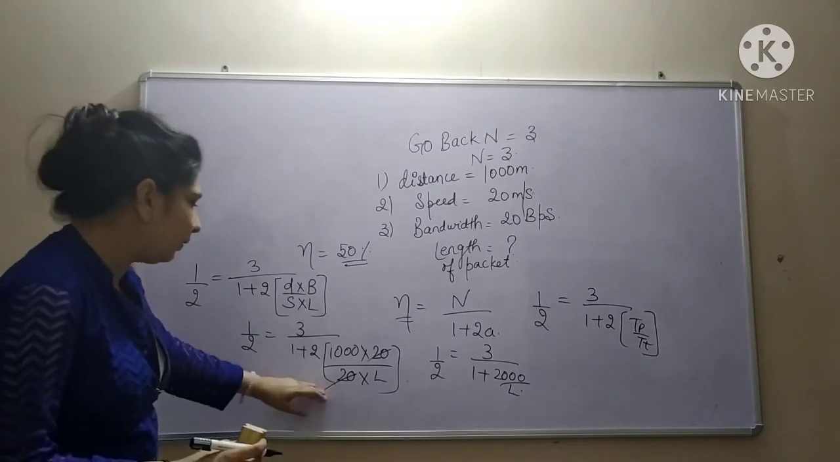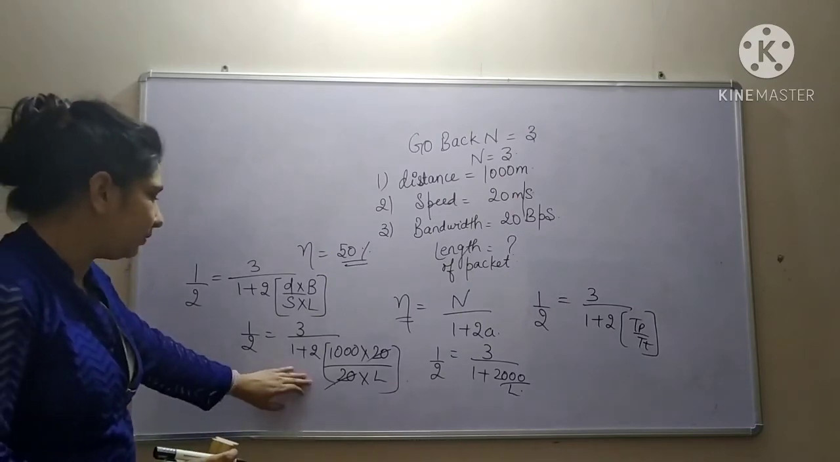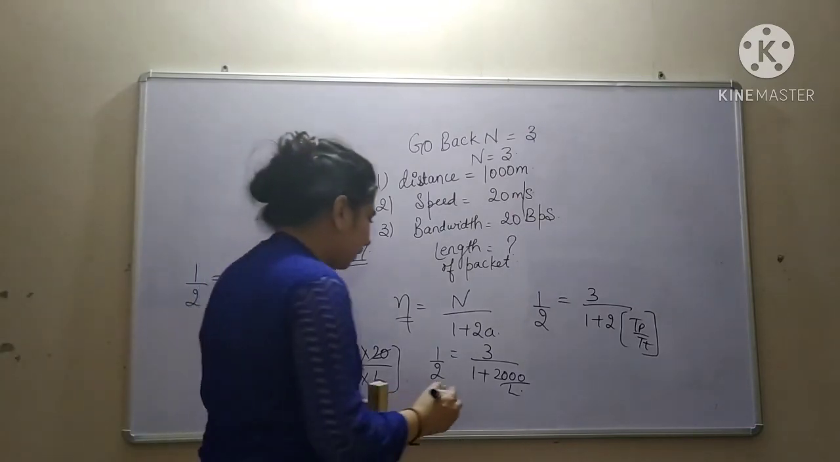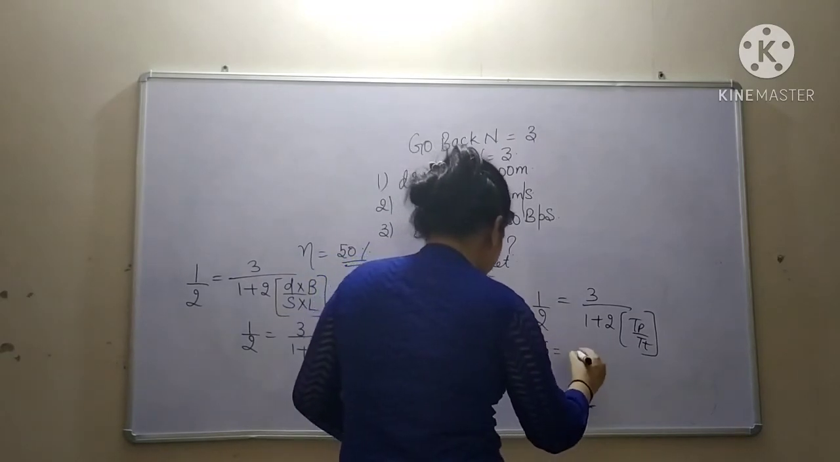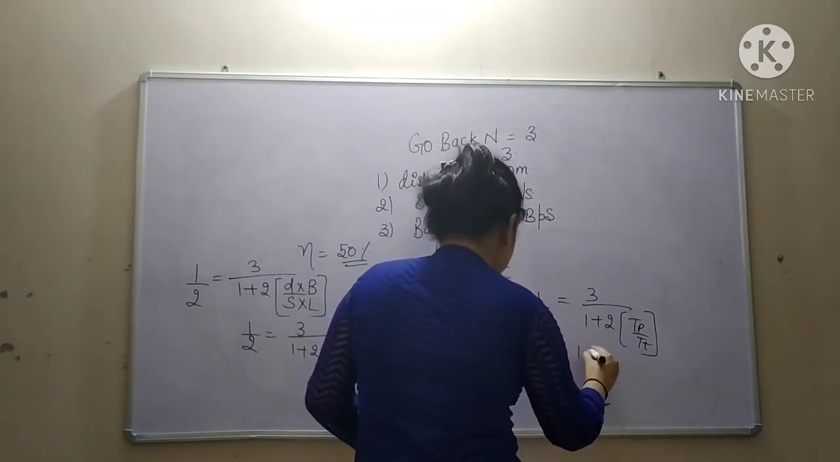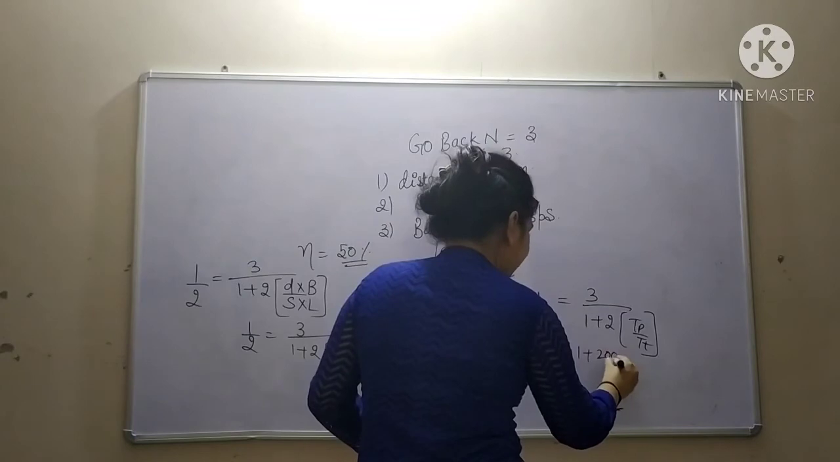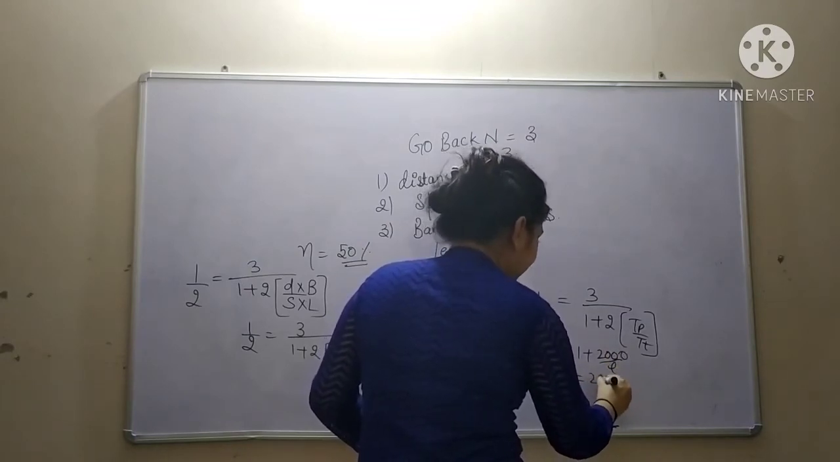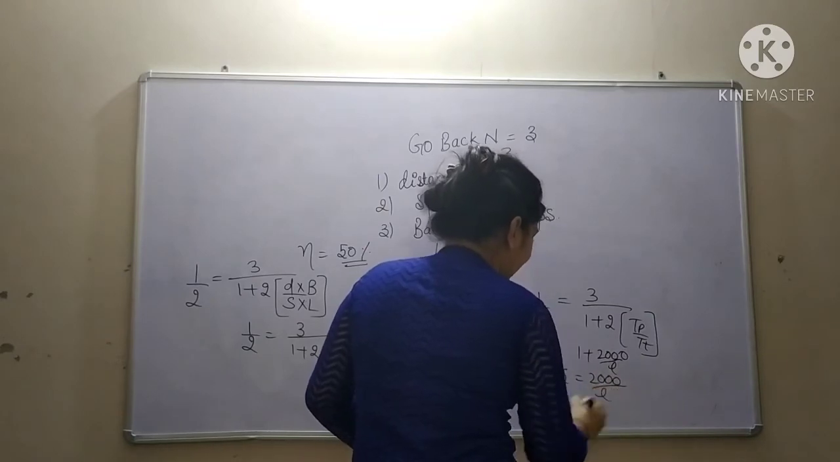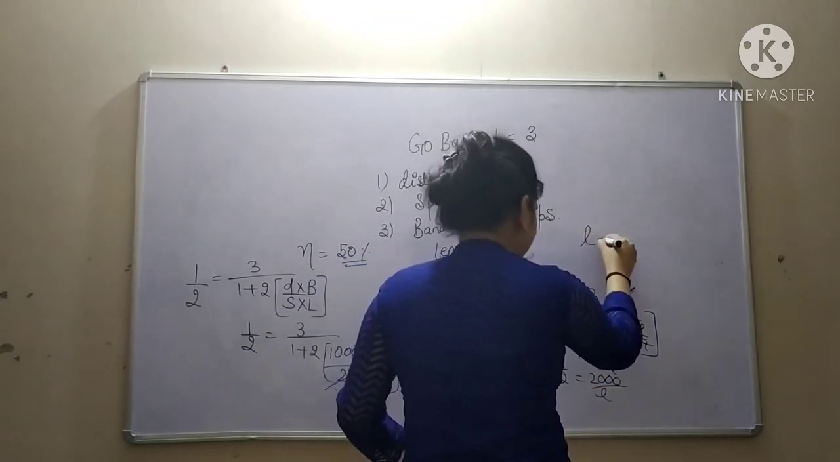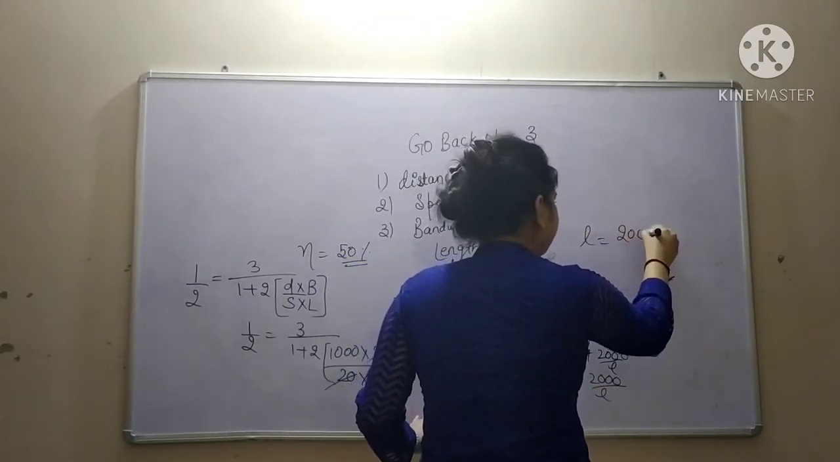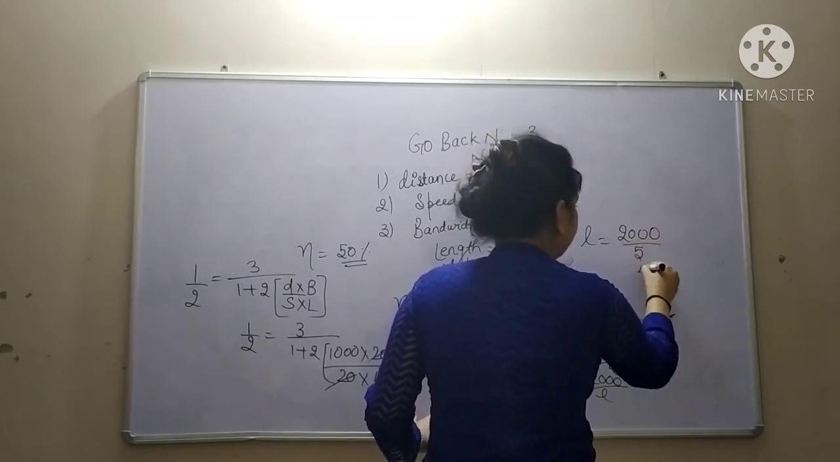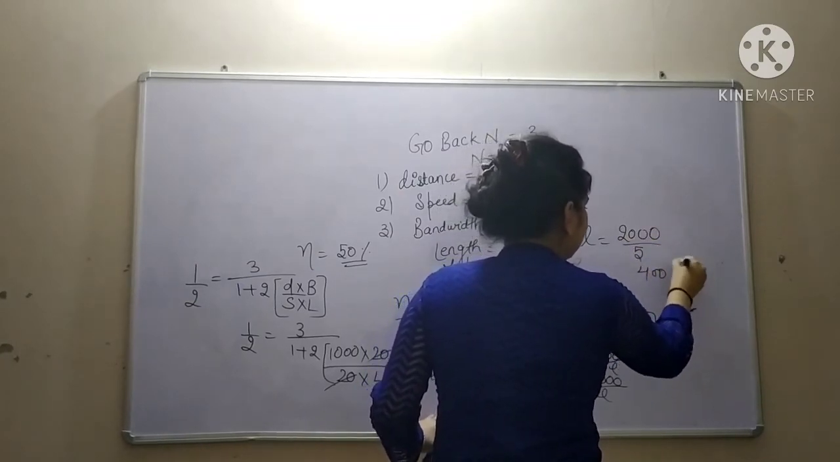So this is the value. This is 2000 by L. So 6 equals 1 plus 2000 divided by L. 5 is equal to 2000 by L. And what is the length of the packet? 2000 divided by 5. So 400 bytes.